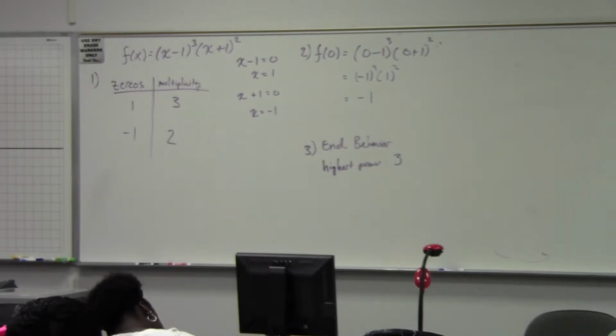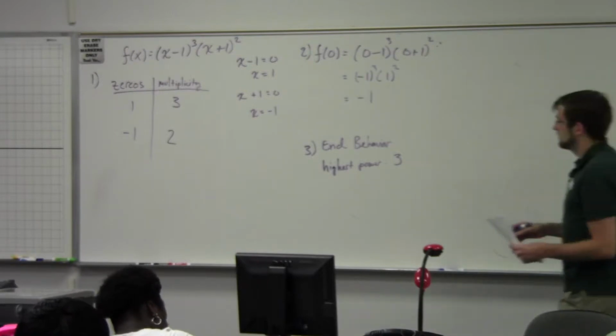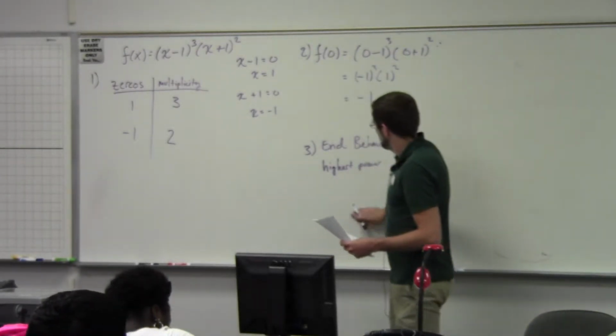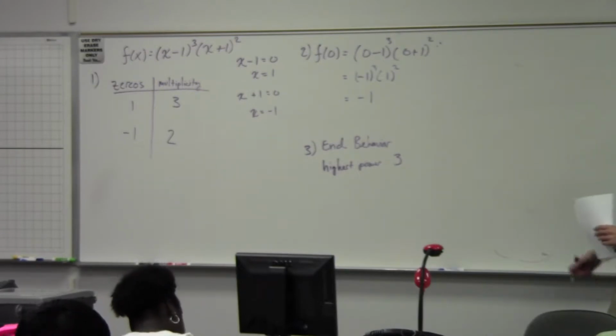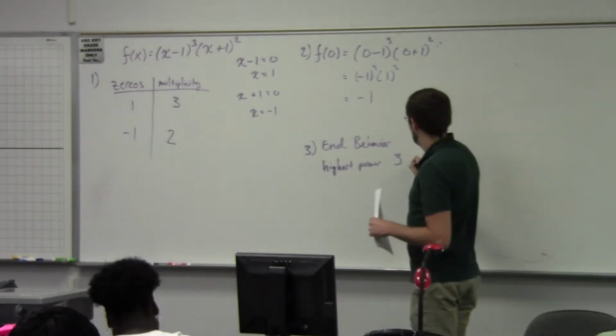I'm trying to think of a counter-example here. If we run into that issue later on, I'll bring it back up, but for now, let's just look at the highest power. Okay. All right, so the highest power is 3. And so we know which is an odd number.